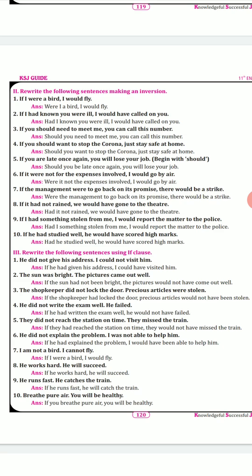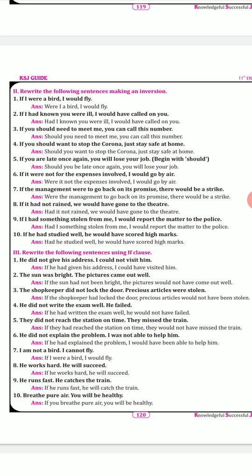So in this sentence also we have to remove if, we have to change the position of the auxiliary verb, especially before the subject. Should is used before the subject. So should you need to meet me you can call this number. And then the fourth question, if you should want to stop the corona just stay safe at home. So the answer, should you want to stop the corona just stay safe at home.